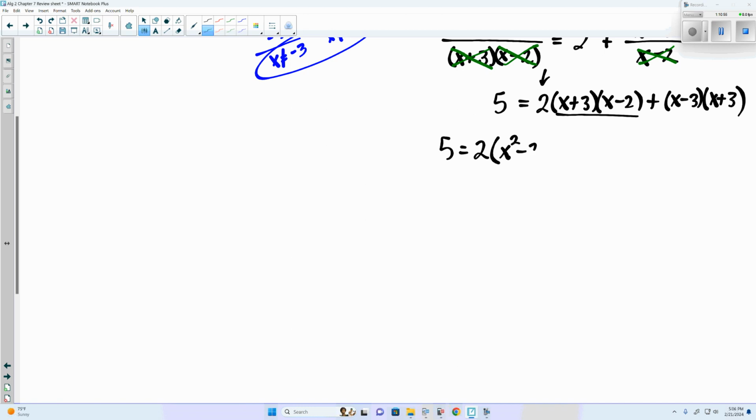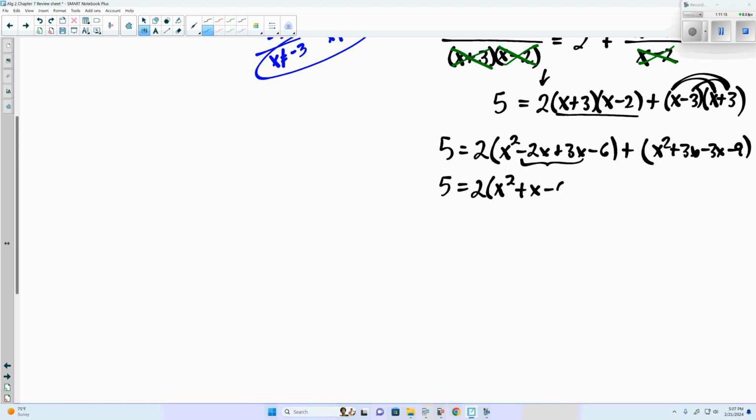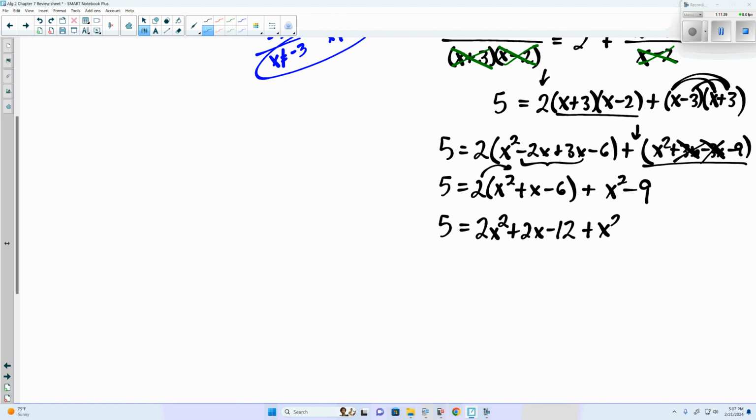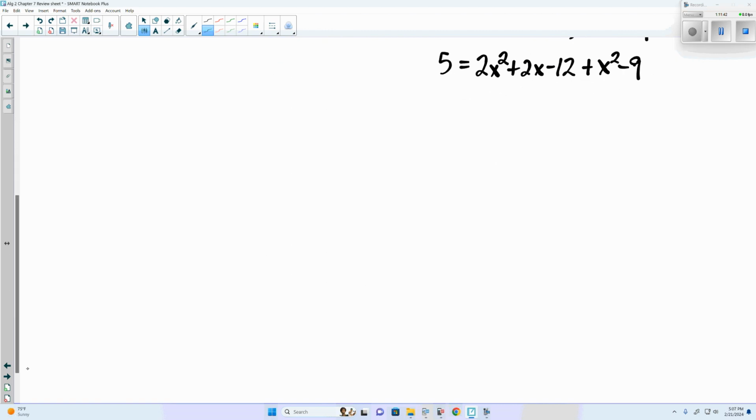Now here we'd have x squared minus 2x plus 3x minus 6, plus, here we're going to do the distributing also, x squared plus 3x. Distribute our negative 3: negative 3x minus 9. Now when we combine like terms, we have x squared plus x minus 6 plus. Here we don't really need the parentheses because there's not a number or minus sign in front of it. We'd have x squared, well the 3x and negative 3x becomes 0, leaving us with minus 9. Next thing we can do is distribute our 2, giving us 2x squared plus 2x minus 12.